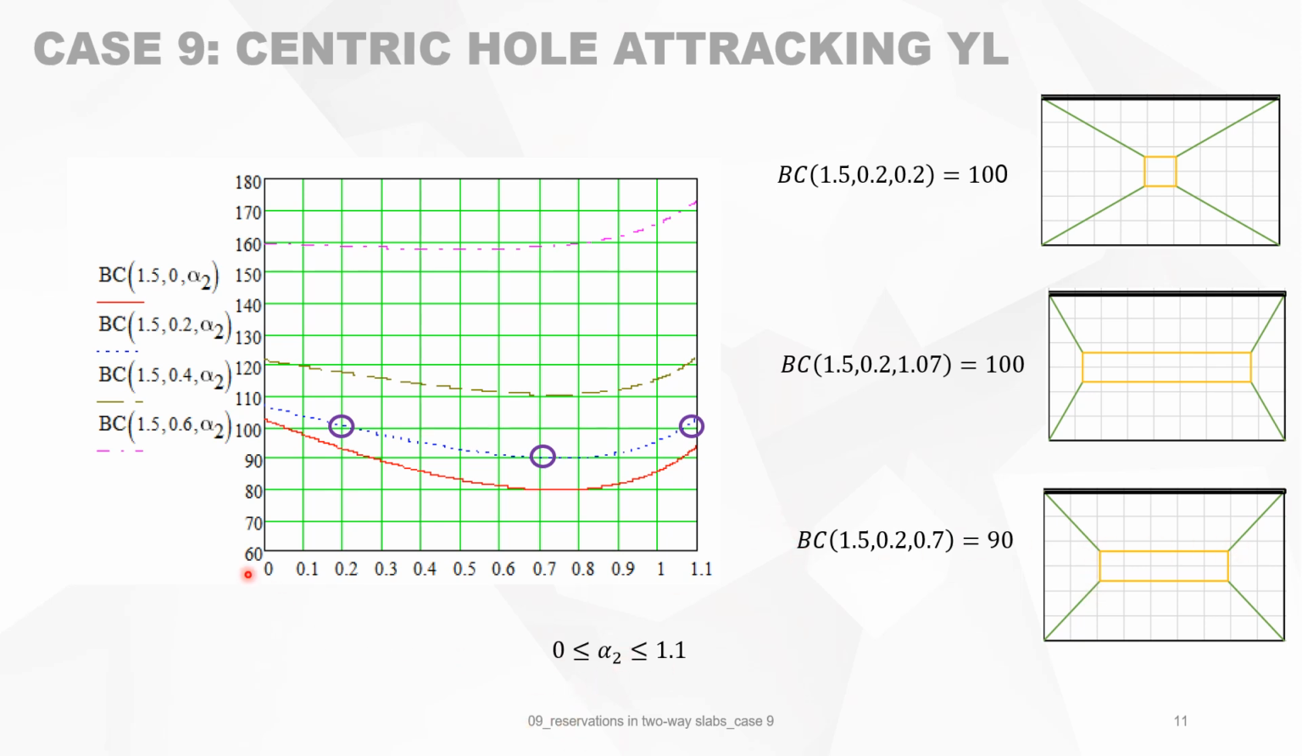Alpha 2 is of course between 0 and 1.1. Why not 1.5? Because around the edges, you will have 1/5 of the smallest diameter that you will not touch. You will not make a hole bigger than that. And alpha 1 must be between 0 and 0.6, for the same reason.